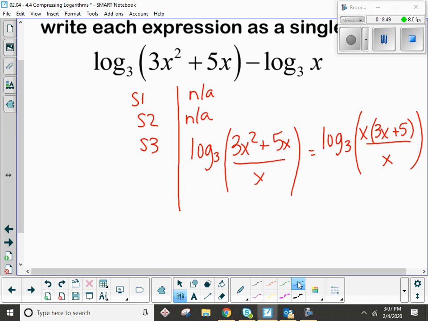Okay, what's going to cancel here? X. But I'm sorry, which x? Which x is canceling with the bottom one? The one outside the parentheses. Why can't the 3x be canceled?